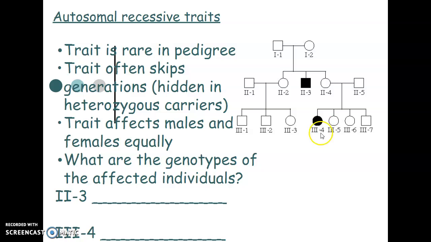What are the genotypes of the affected individuals? Because it's autosomal recessive, both individuals will have 2 lowercase genotypes. So let's just say we're talking about freckles. The genotype for this man would be lowercase f, lowercase f, and this female would be the same, two lowercase f. II-3 would be little f, little f, and IV-3 would be little f, little f again. That's autosomal recessive.